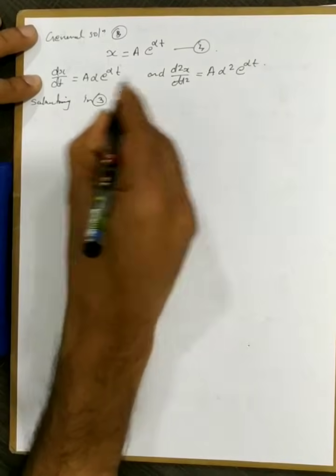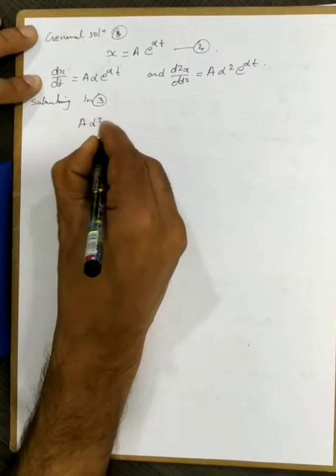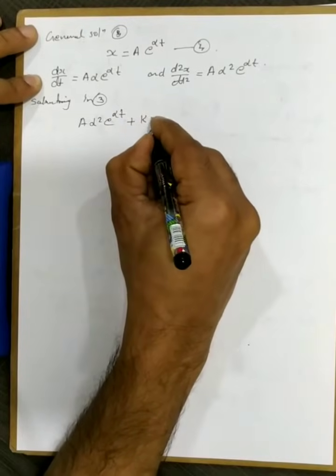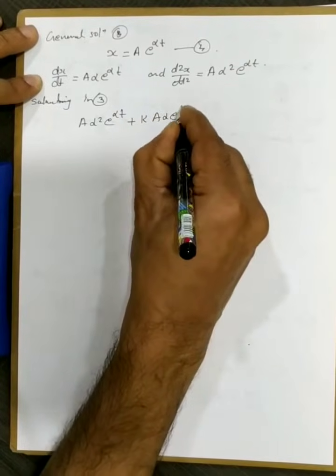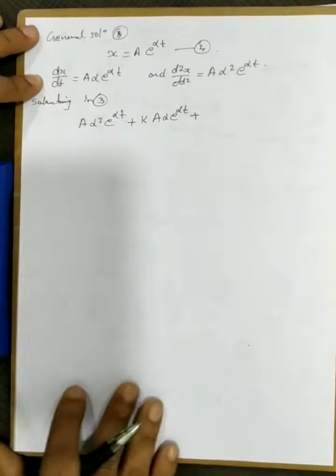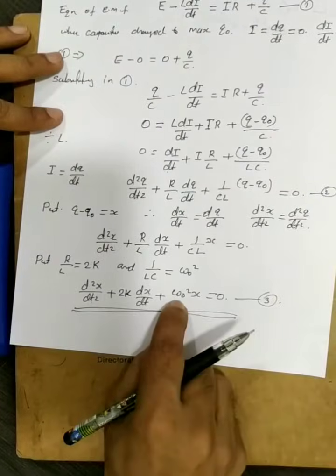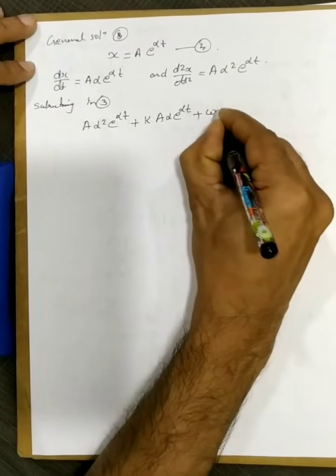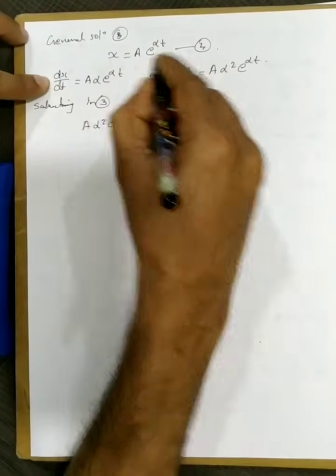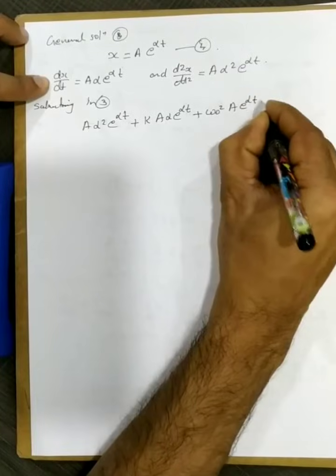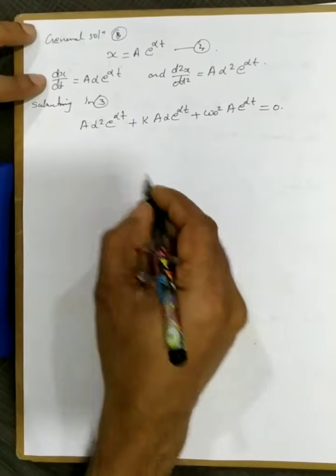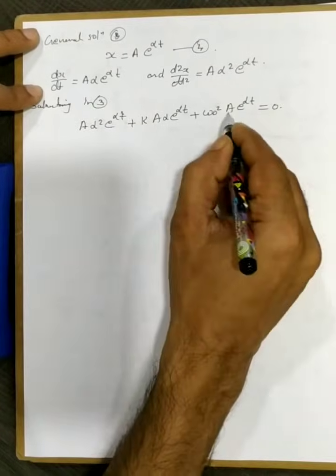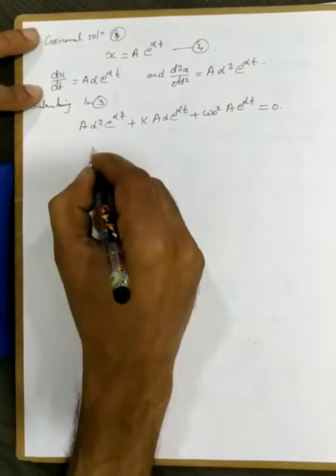d square x by dt square is a alpha square e raised to alpha t, plus k times dx by dt, that is a alpha e raised to alpha t, plus the third term, what was it? omega 0 square x. Omega 0 square, what is x? x equal to a e raised to alpha t, that is equal to 0. Now we can take this a e raised to alpha t from all the terms and make it 0. Right hand side, take it across and make it 0.